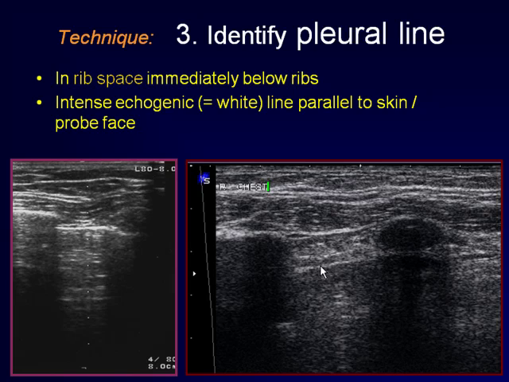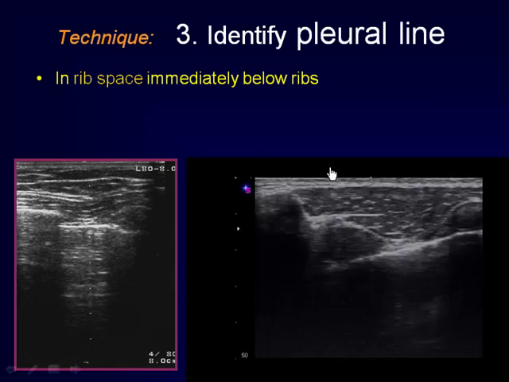The pleural line will be parallel to the skin and the probe interface. So the line we're looking for is going to be approximately parallel with this line here of the probe on the surface of the skin. And here it is once again, another example.